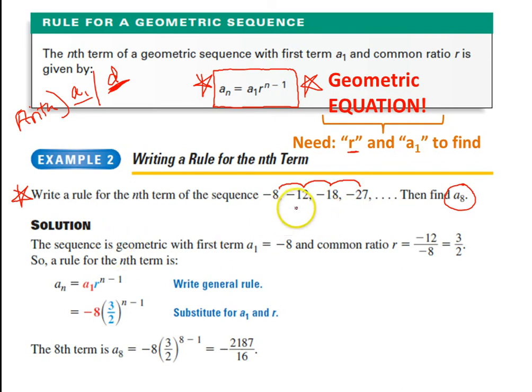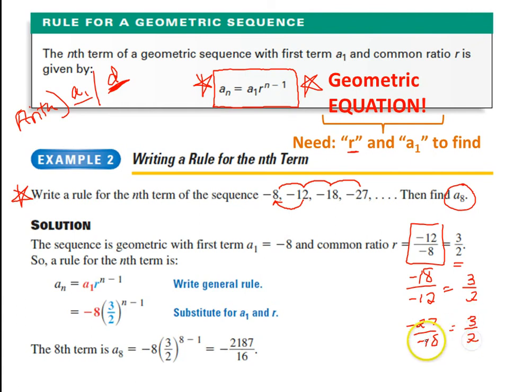Now, the first thing is you have to find the ratio. What is that r? If it's not a difference, it's probably a ratio. So how do we do that? Take negative 12 divided by negative 8, which is 3 over 2. And then we could continue. Negative 18 over negative 12 would also give us 3 over 2. Negative 27 over negative 18 would also give us 3 over 2. So 3 over 2 is my r. And then what did a sub 1 stand for? That 1 told us it was the first term. So what's the first term in this sequence? Negative 8.